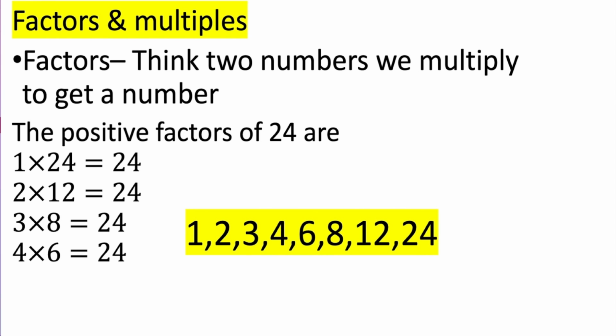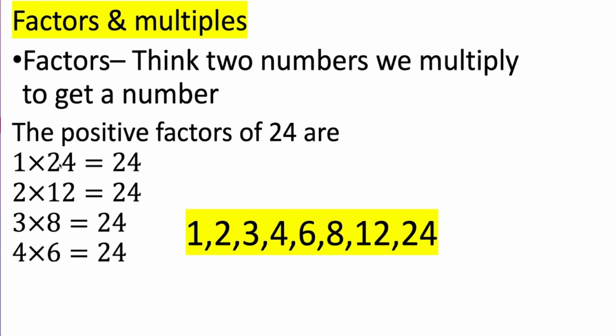Okay, in this video, we will be going over factors and multiples. So with factors, you should really think of two numbers that when we multiply them, we get a number. As an example, the positive factors of 24 would be, we think of all the cases where we could get 24, and it's asking for positive factors, so positive numbers. And so we're thinking of two whole numbers, when multiplied together, we would get 24.